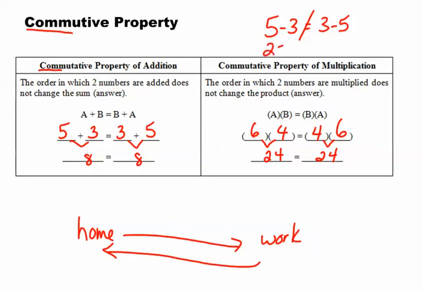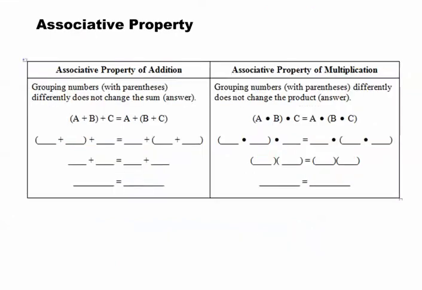Same thing with division. If I have 25 divided by 5, that is not the same thing as saying 5 divided by 25. That is not equal. Okay, that means the not equal sign there. Okay, so commutative property does not work with subtraction or division. It only works with addition and multiplication. Okay? All right, let's look at associative property now.